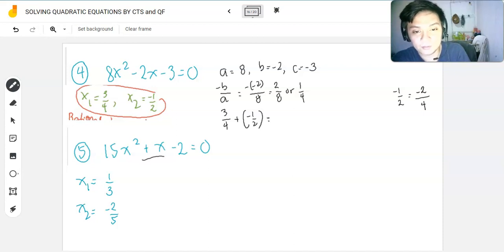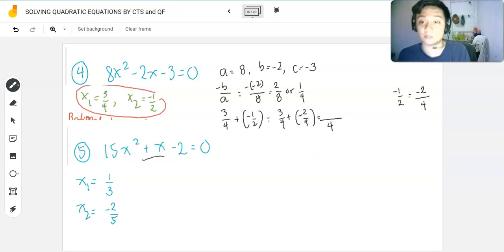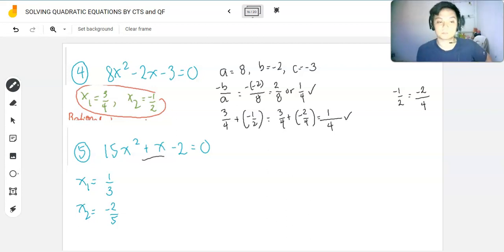So, we will have 3/4 plus negative of 2/4. And since we are dealing with similar fractions, parehas ang denominator, we copy yung common denominator na 4. And then 3 plus negative 2 is positive 1. And yes, we got the same result sa pagkuha ng sum of roots. Either i-add mo mismo yung mga roots or apply the shortcut na negative b over a.